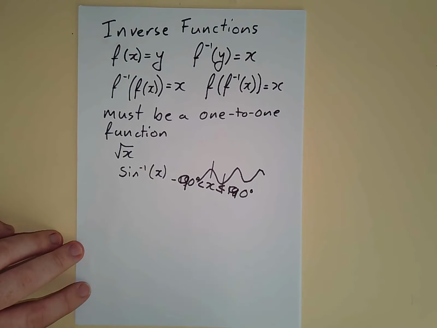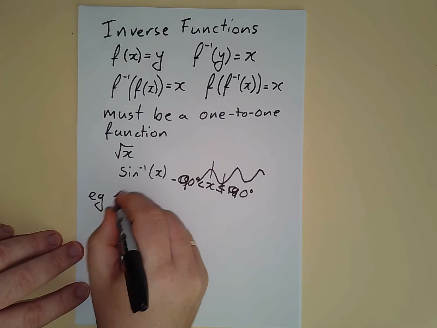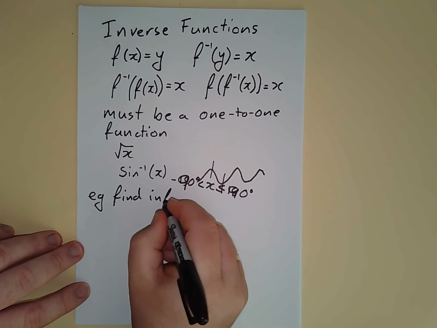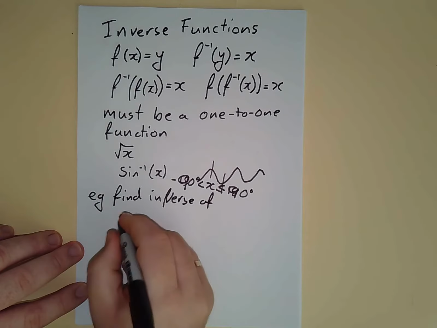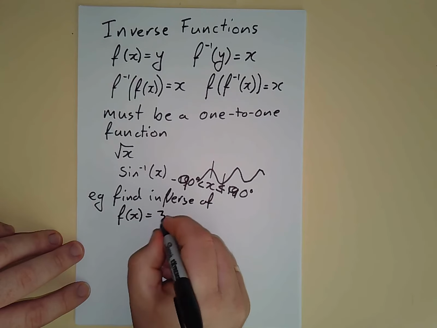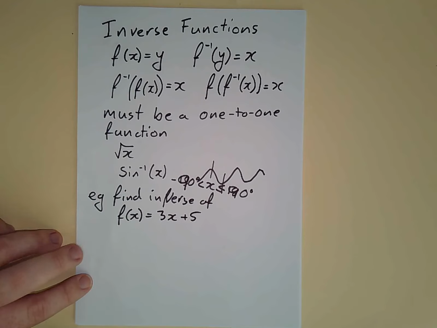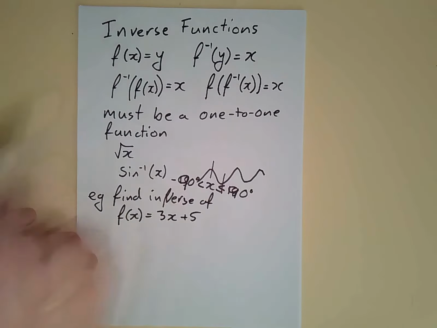Now, how do we calculate the inverse of a function? We've got two methods. So let's say we find the inverse of f of x equals 3x plus 5. Okay, so the first way we can do it is along this line here.